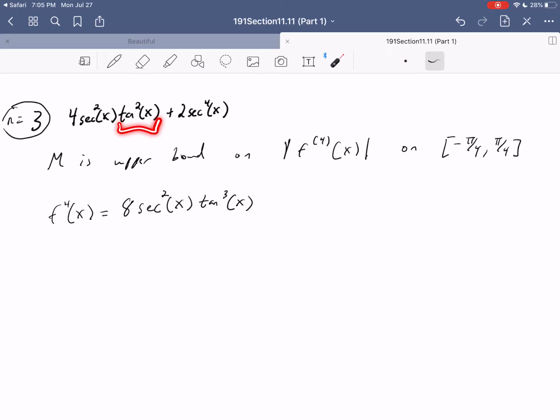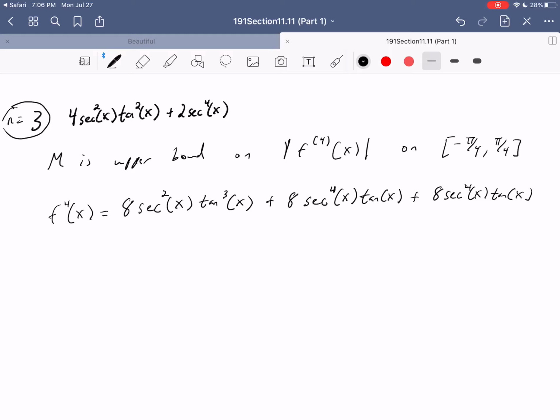Then we need to differentiate this, so we're going to get plus 8 secant, we had secant squared, differentiating a tangent under chain rule gives us another secant squared, so secant to the 4th, and then tangent x. And then this piece, just chain rule, so 8 secant cubed, but we're going to get a secant tangent, so secant to the fourth tangent x.